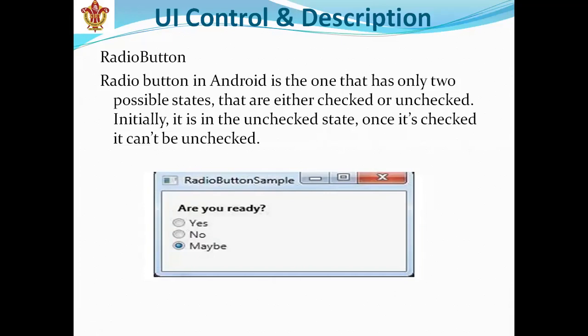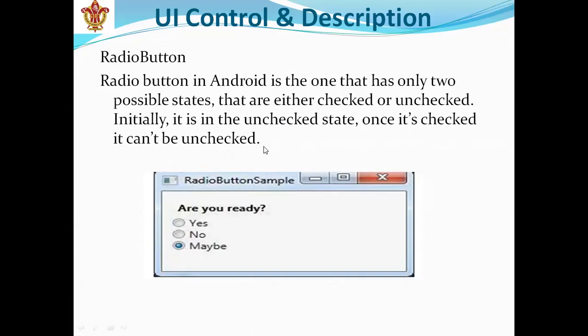Initially it is in the unchecked state. Once it's checked, it can't be unchecked. It means the initial state of the radio button is the unchecked state. And when you tick on it, then it can't be unchecked. This is called the radio button. It is used in various quizzes, questions, and other forms of multiple choice questions.